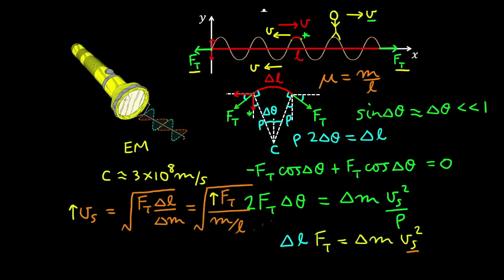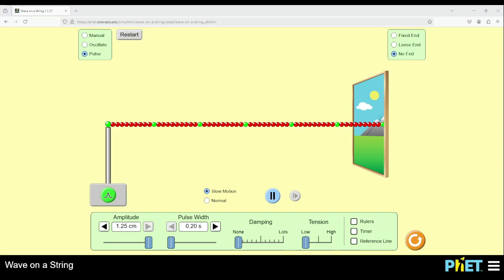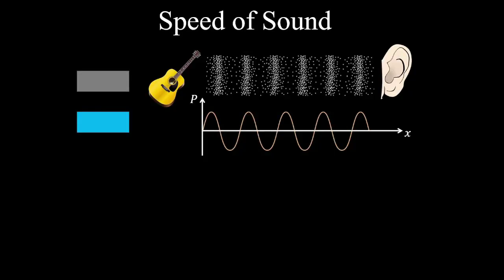And let's have a look at this using our simulation. So if we send a pulse through this string and set the tension in the string to be very low, we can see it's propagating slowly. And if we increase the tension in a string, it gets faster and faster, as expected. In a given medium, the speed of sound increases with the temperature of the medium.